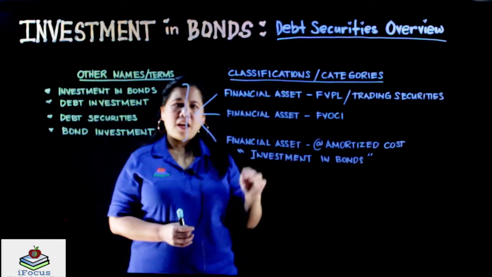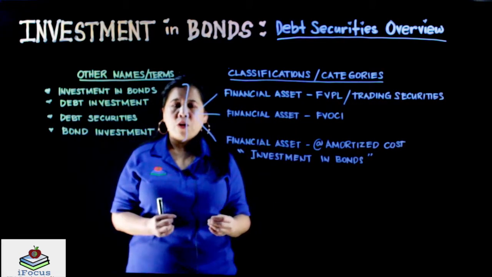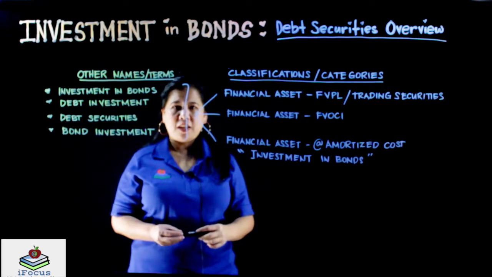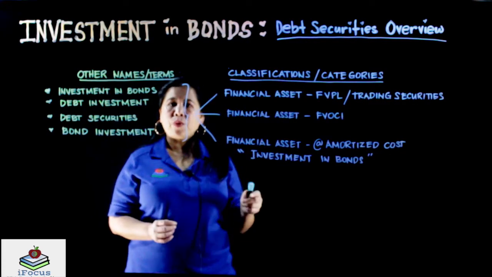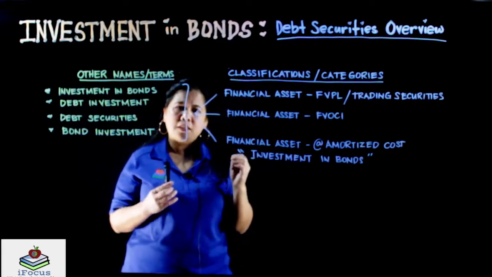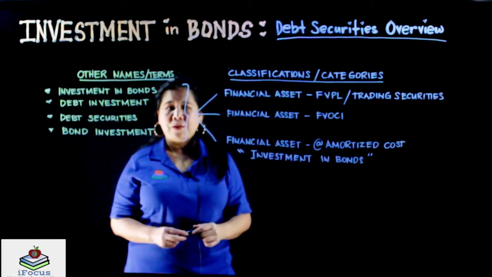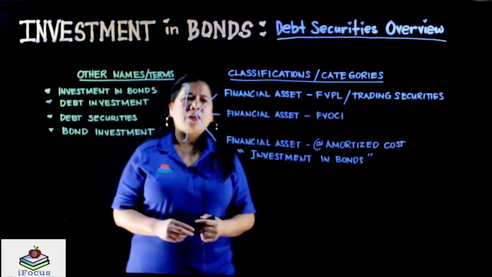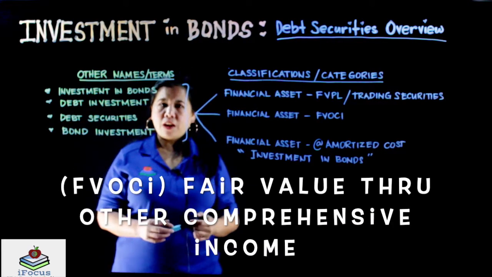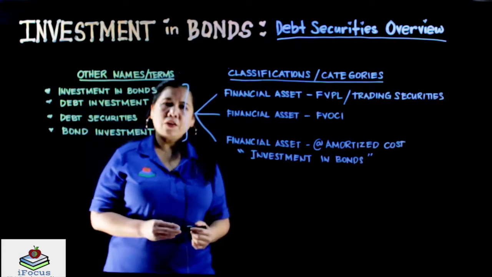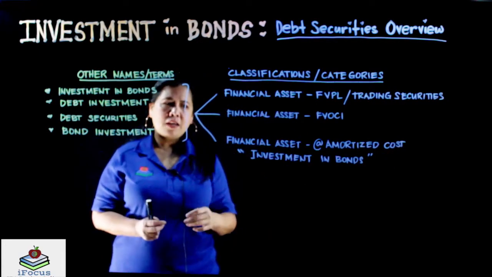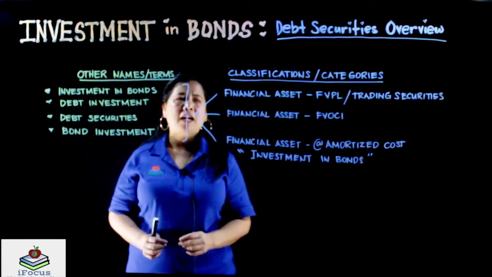Ang ating financial asset, FVPL. FVPL stands for Fair Value Through Profit or Loss. So, ang ibig sabihin, itong category na ito or yung classifications na yan ay minimeasure at fair value through profit or loss. Pag-uusapan natin yan. Or trading securities. Itong trading securities ay the same accounting treatment natin kapag ito ay financial asset, FVPL. Another category is the financial asset, FVOCI. FVOCI stands for Fair Value Through Other Comprehensive Income. And another category is the financial asset at amortized cost. Itong category na ito, ang ginagamit na account ay investment in bonds. Pag-uusapan natin lahat ang classifications na yan.